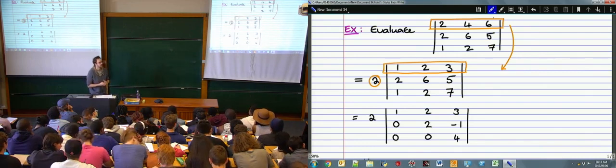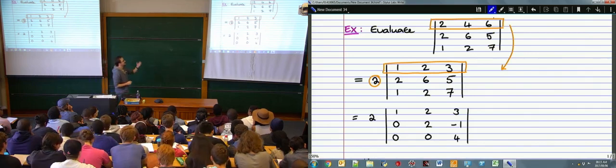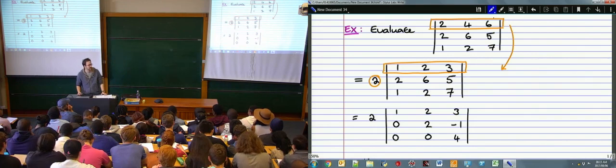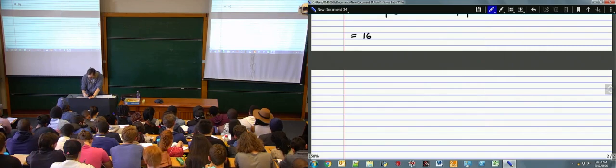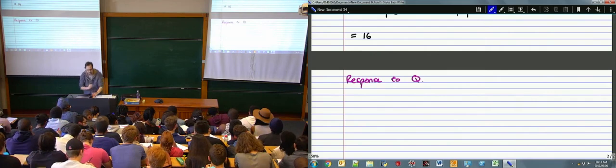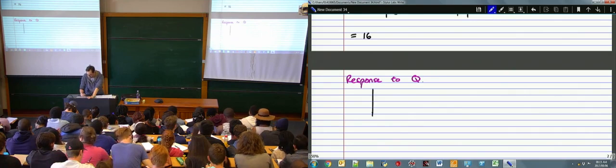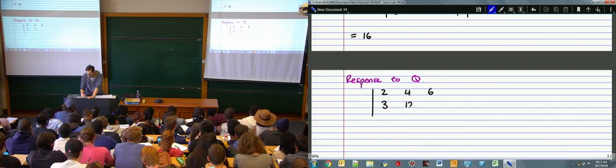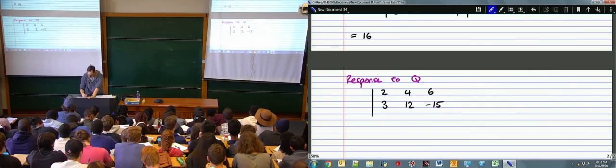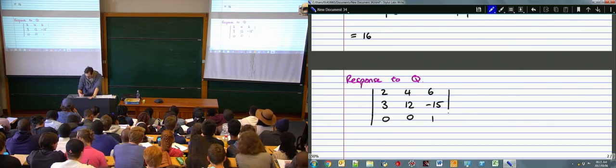Yeah. When you're taking out another scalar, yeah. So let's just do an example, and then maybe we can make this very clear. So here, just as a response to some questions, let me quickly make up some example that we might think about. So let's say you've got 2, 4, 6, and over here you've got, say, 3, 12, minus 15, and then you have, I don't know, 0, 0, 1. Let's make lives very easy for ourselves.